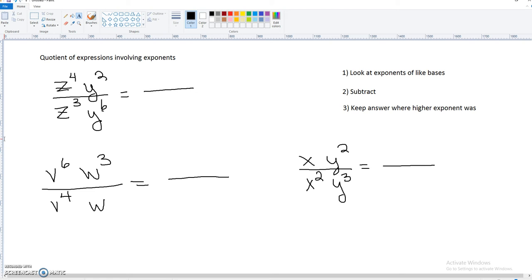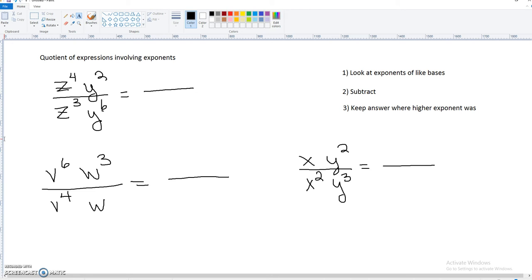Quotient of expressions involving exponents. I have provided 3 different examples that you could possibly see in Alex. Okay, and I've kind of put up some steps here.